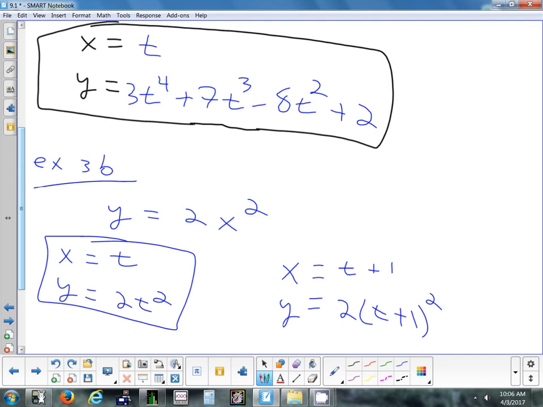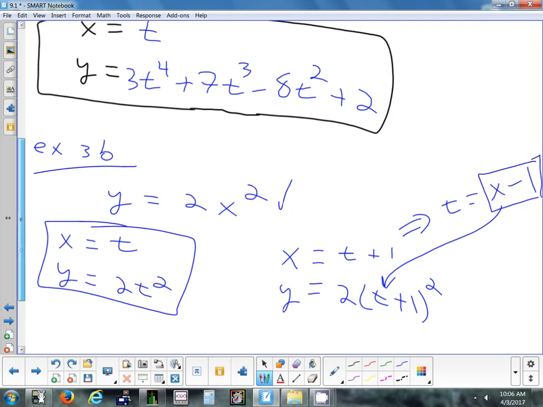And the reason would be because let's take this and convert it back. Let's eliminate the parameter and see if we get that back. Well, the first thing you do is take your x equation, solve it for t. And what's t? X minus 1. And now if you take x minus 1 and fill it in right here, what's x minus 1 plus 1? And you get x, 2x squared. It goes right back to what you started with.